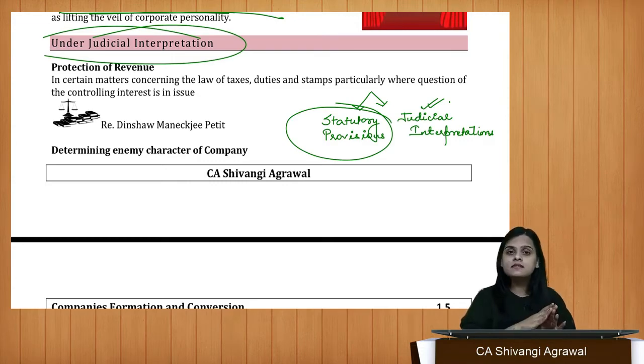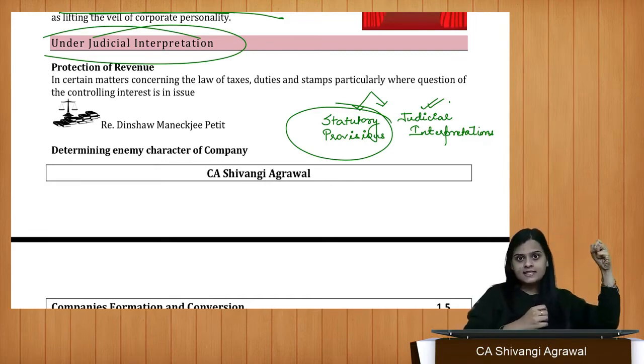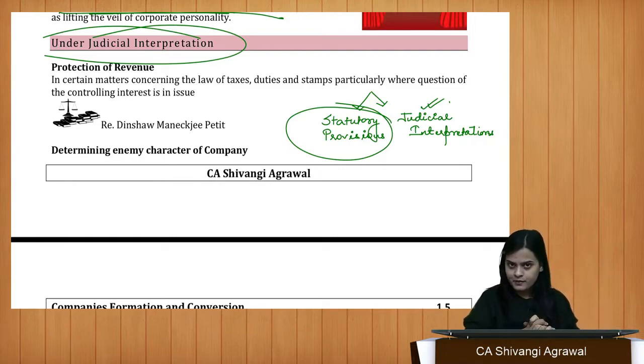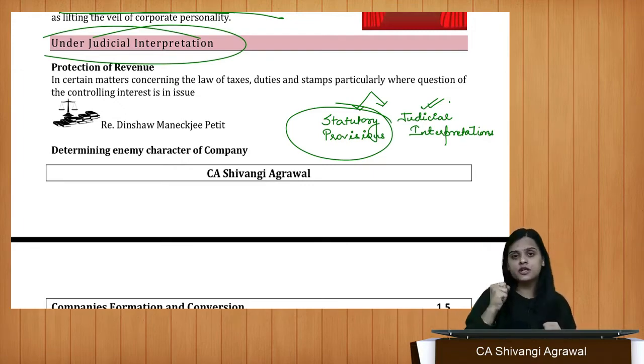And the other one is disregarding corporate personality. That is looking behind at the real person who has done this, and whoever has done this should bear the consequences, right? So there can be two situations where courts decide whether to lift the corporate veil or not. We have some famous case laws through which we have established that if someone is trying to evade tax, then we will lift the corporate veil, right? There are certain cases where we have got judicial interpretations, where the courts have given judgments of lifting the corporate veil, which we are now going to study.